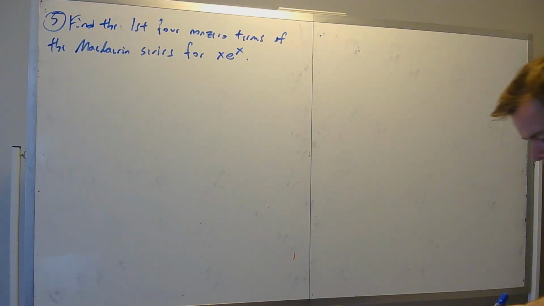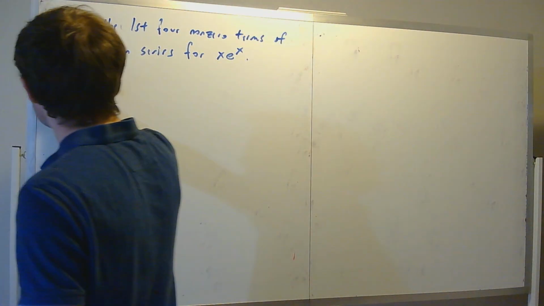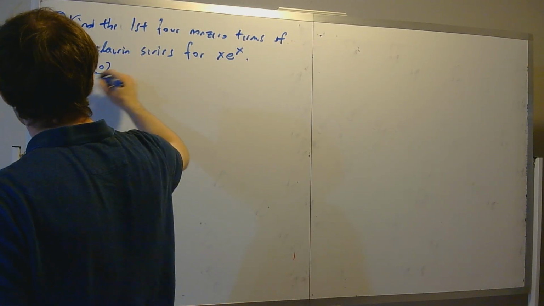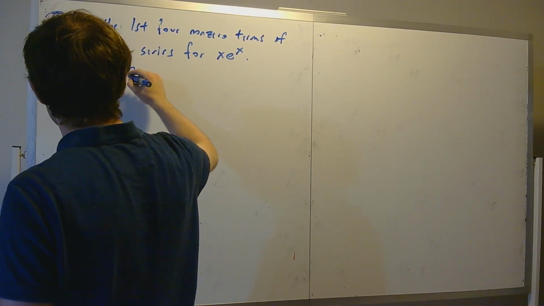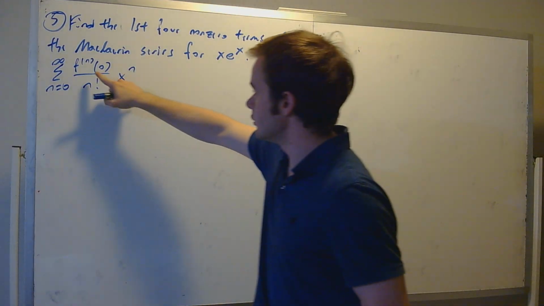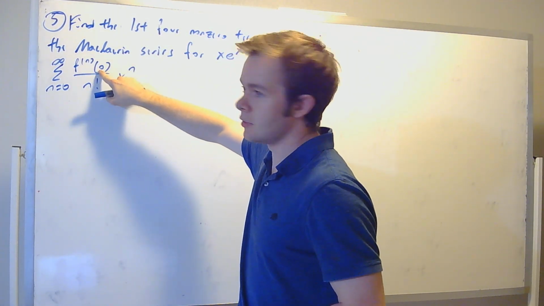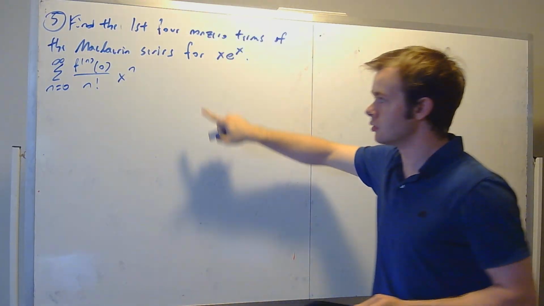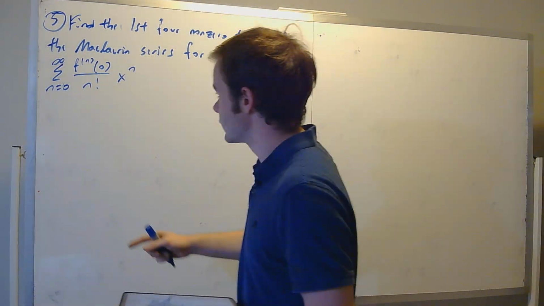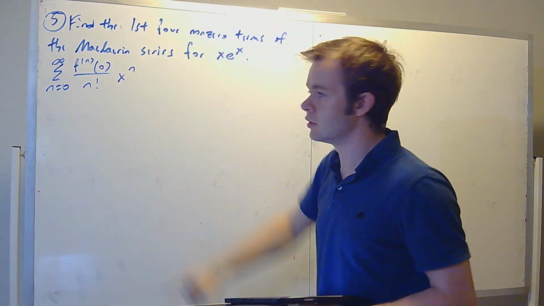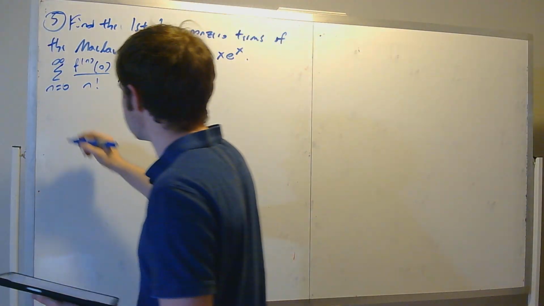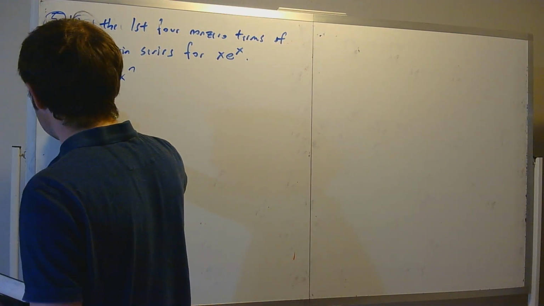Remember our formula is the sum from n equals 0 to infinity of the nth derivative at 0 over n factorial times x to the n. Again, the same thing we did earlier. The first thing that we need to figure out is the nth derivative at 0. Notice we only need the first 4 terms, so we only really need to go up to the 4th derivative. Well, we need the first 4 non-zero terms, so let's just keep going. Let's just do 4 derivatives, and that'll probably be more than enough.